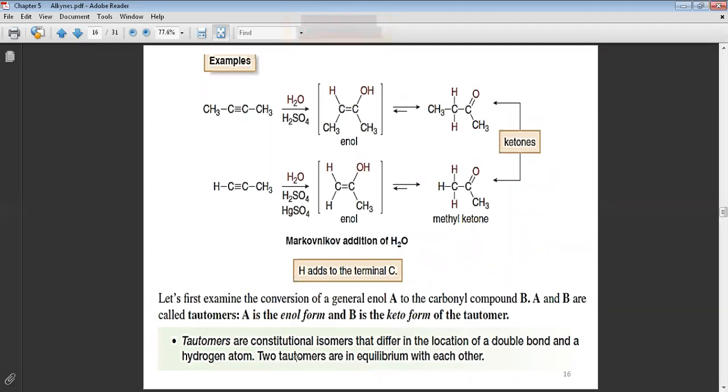Two tautomers are in equilibrium with each other. That means in equilibrium we have, look, arrows here on the right and on the left. But whichever is more stable, its arrow will be long. This arrow is longer than this. That means this side is preferred. It prefers to be the ketone, not the enol. This arrow is short and this is long. Why? This is the best isomer, the more stable isomer. And it will not go to the enol, no, the enol is the less stable isomer.